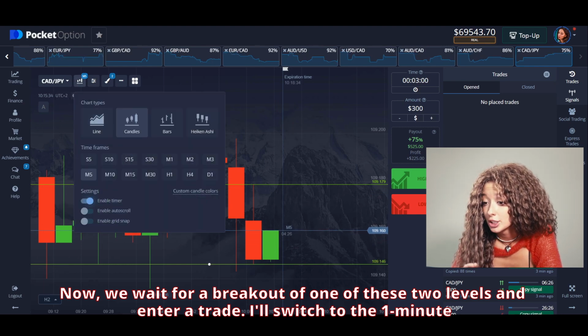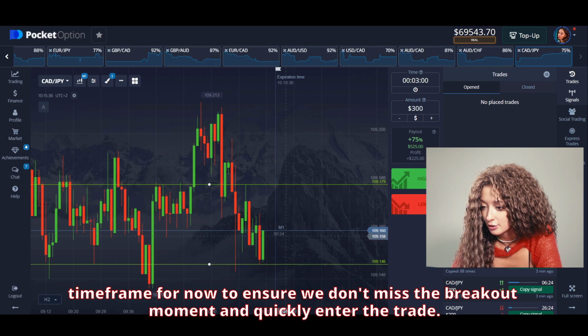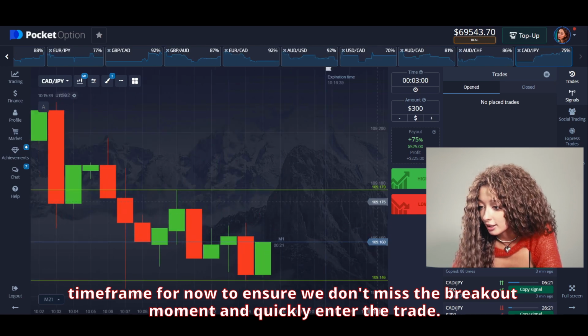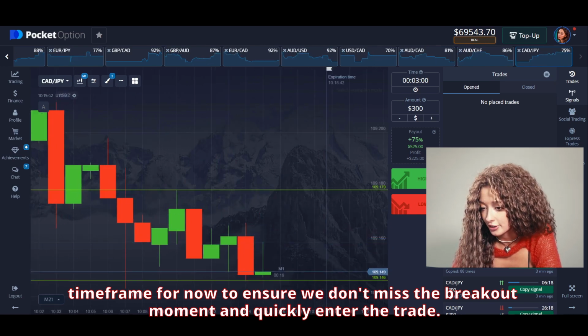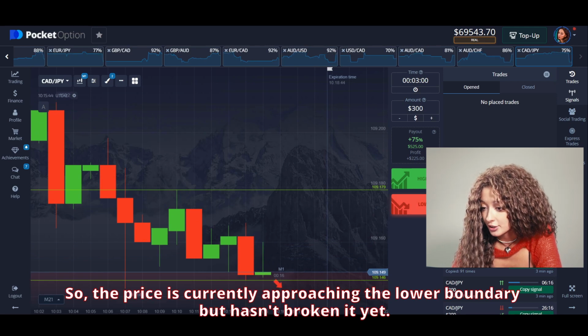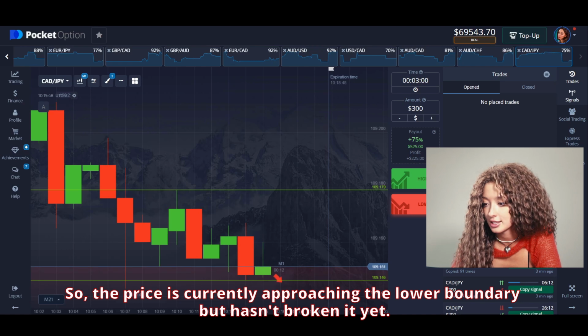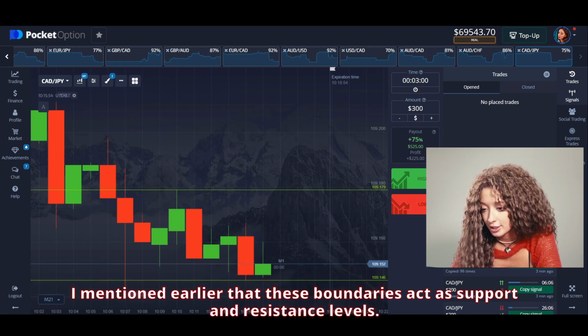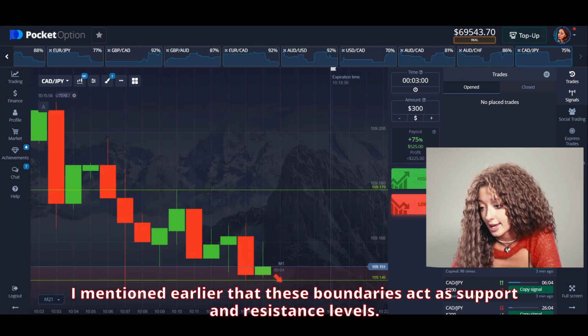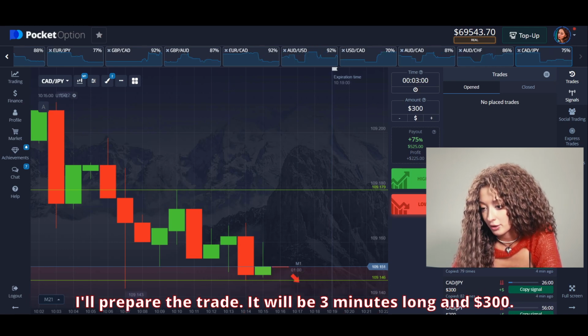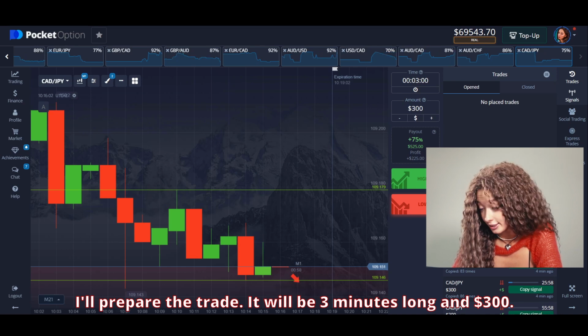I will switch to the 1-minute time frame for now to ensure we don't miss the breakout moment and can quickly enter the trade. So the price is currently approaching the lower boundary but hasn't broken it yet. I mentioned earlier that these boundaries act as support and resistance levels. And I will prepare the trade. It will be 3 minutes long and $300.